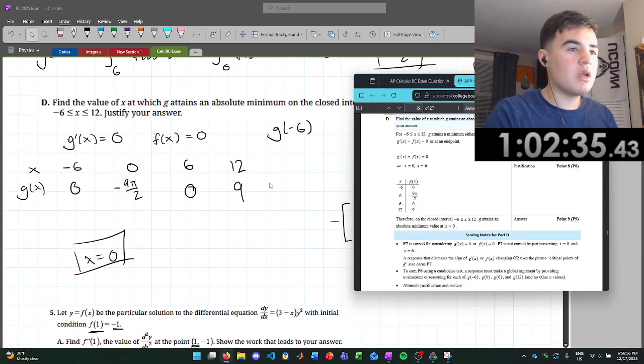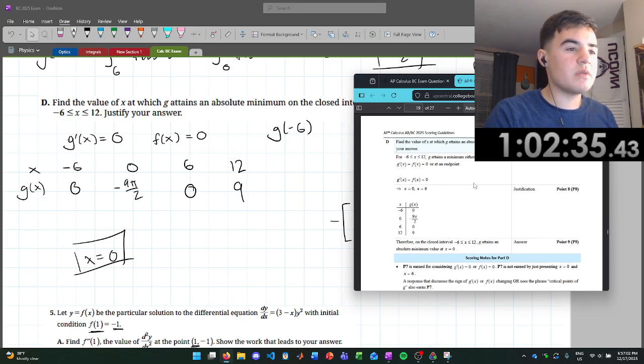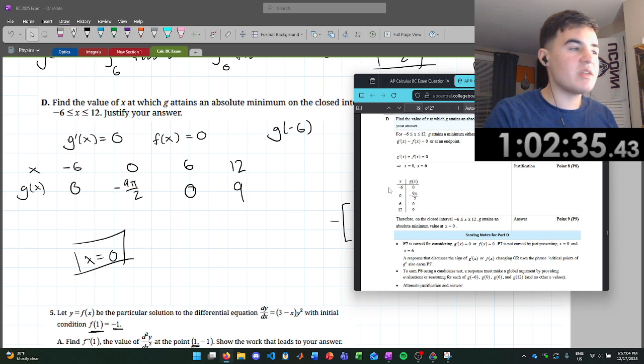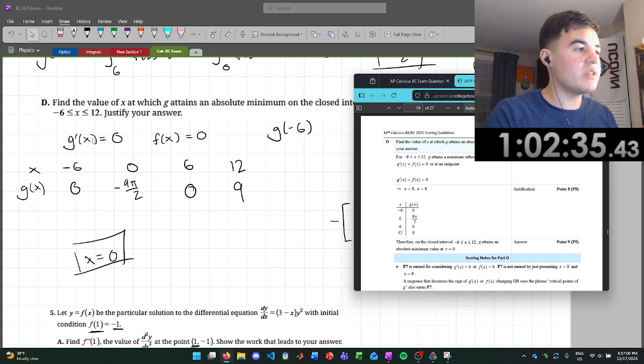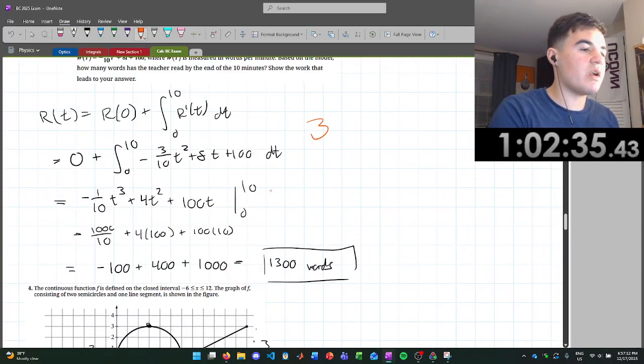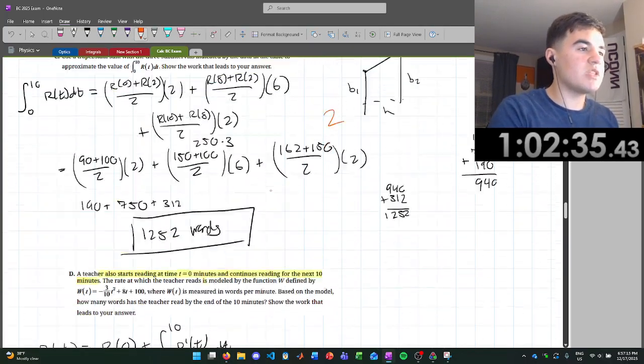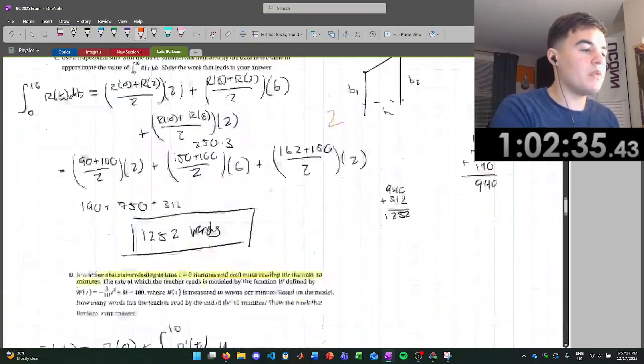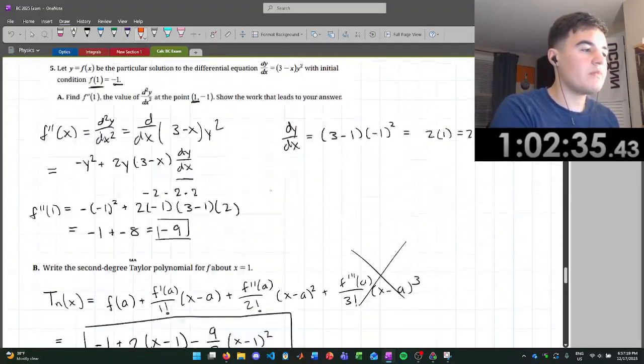Next section. G prime of x. Yeah, x equals z. Let's see. Minimum value x equals 0. I did the candidate table. We did g prime of x equals 0, f of x equals 0. That's 3 points there. So this also was 8 out of 9. So that's 8 out of 9. This one was 9 out of 9. That was 8 out of 9.